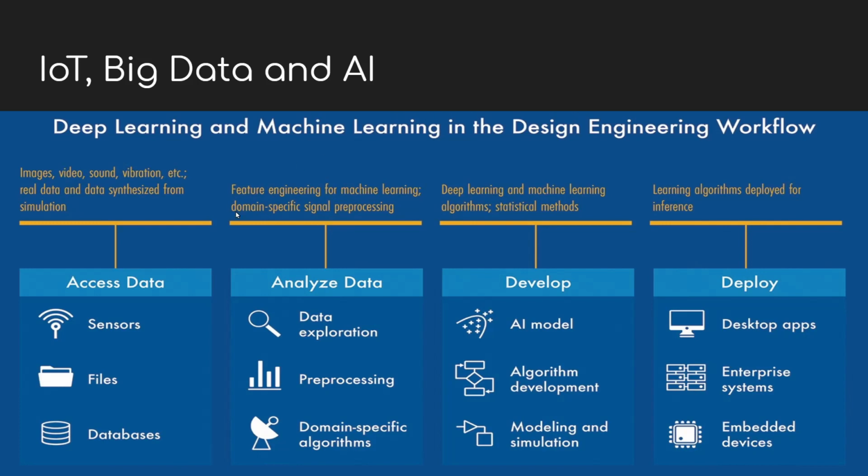Okay, so first point is IoT, in the sense we have to access the data. Data will come from sensors, from files, and it can also come from databases, something like Amazon. Then you will analyze the data, do some deep learning, some supervised and unsupervised learning. Based on the domains you can have specific algorithms for that. Then you will develop an AI model based on your need, model it out, simulate it, and then deploy it, in the sense you will come up with a model which can be deployed.